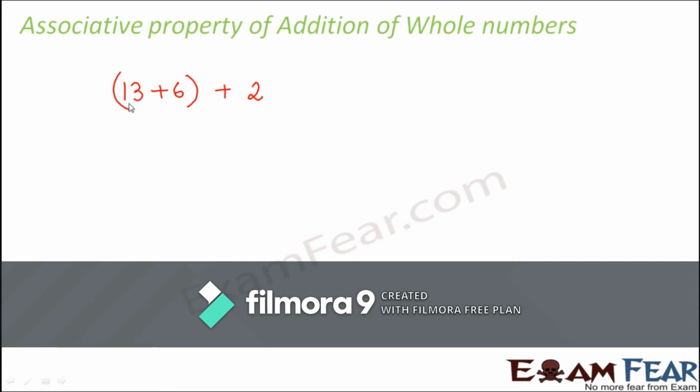Now, how would you calculate this value? The simple way we calculate is, first we do the operation which is inside the brackets. So 13 plus 6 is 19, plus 2, that is 21. Now, what if I change the positions of these three digits? Earlier, in commutative property, we had two numbers, so we just exchanged their positions. But now we have three numbers, so there are different ways in which we can change their position.